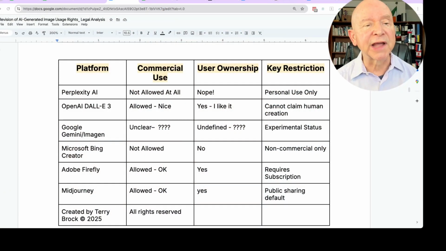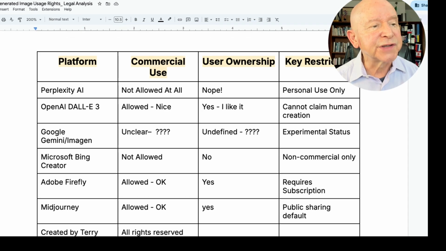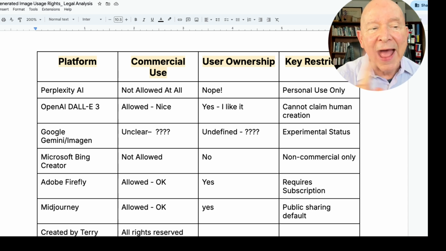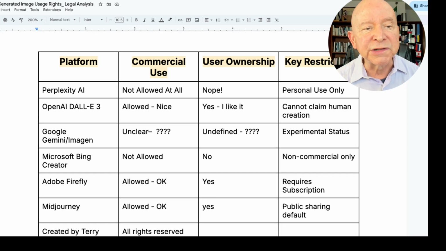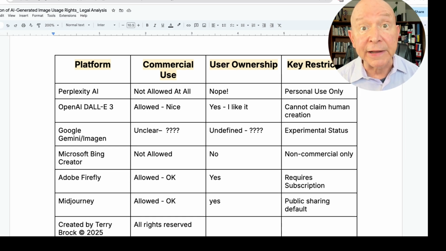So I want to give you a breakdown on what you can do, on what platforms will work and what won't. This will be really helpful to you as you're putting these together. I put this together, got the information from Perplexity, and I redid it myself so that it's in my own words. You'll see if you look at a platform like Perplexity, commercial use is not allowed at all. Nope. It's not user ownership, and it's only for personal use. Bummer city. Yeah, I know.